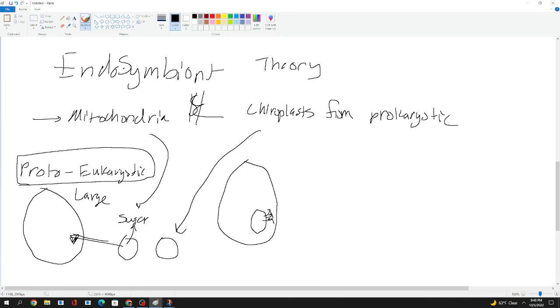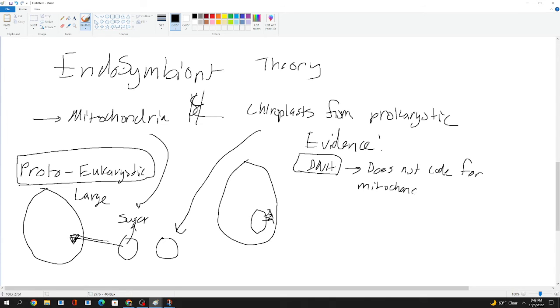But where is the evidence? And this is where you're really going to get tested. Where is the evidence for this? Well, if you were to dive into the DNA of the human body, or of any eukaryotic cell, you will see that it does not code for mitochondria or chloroplasts. As a matter of fact, these chloroplasts and mitochondria have their own DNA and they replicate by themselves, which makes sense because they were old prokaryotic cells, right?